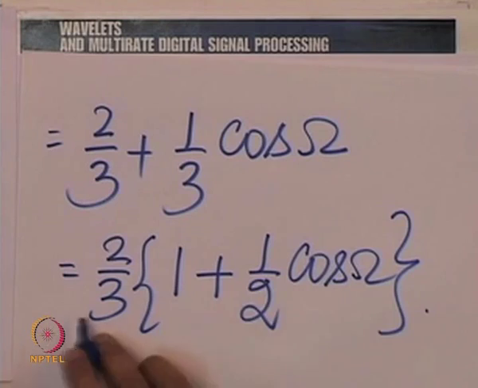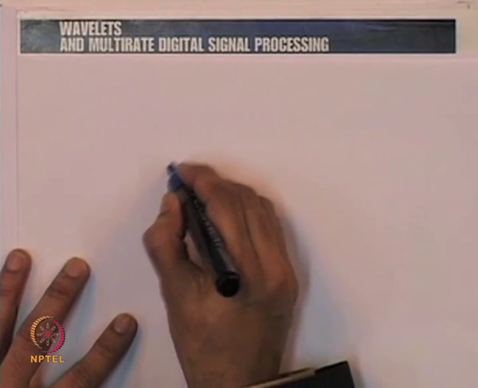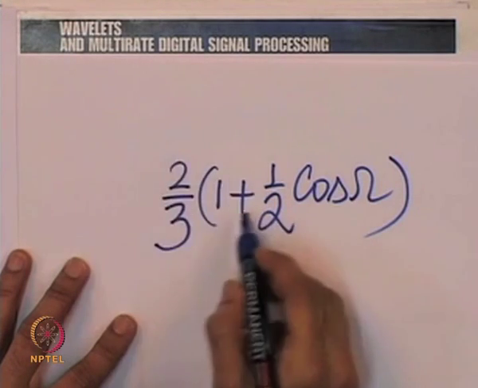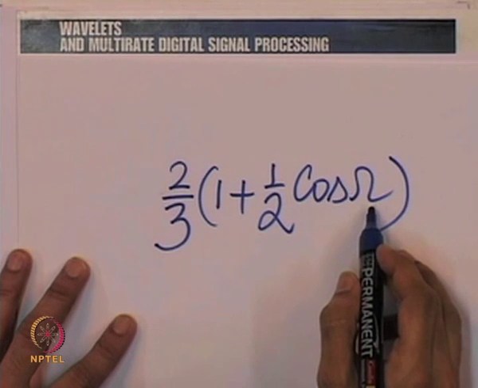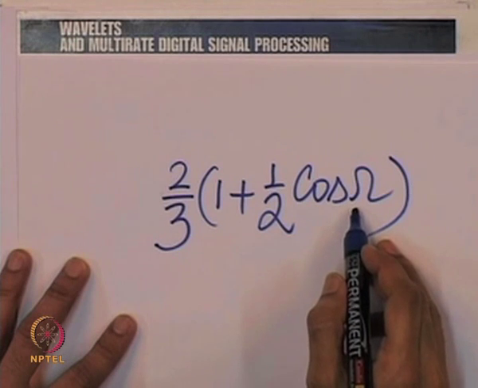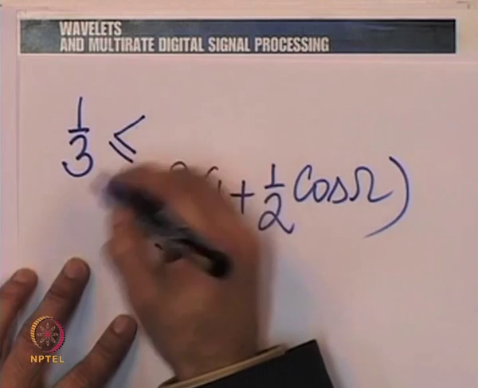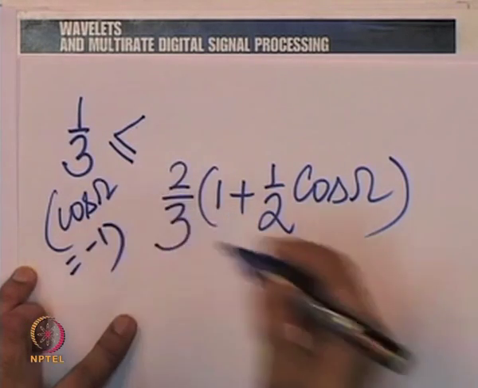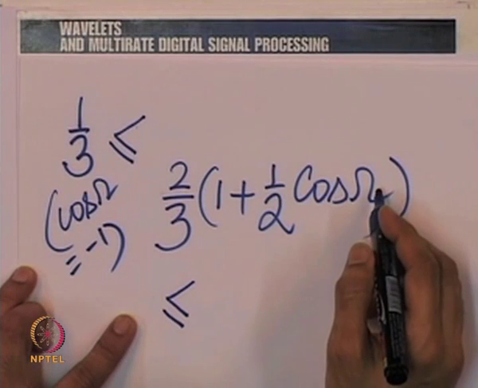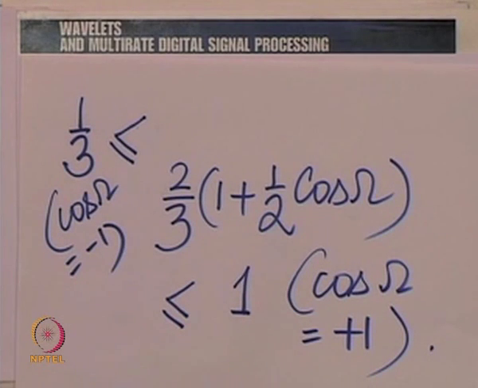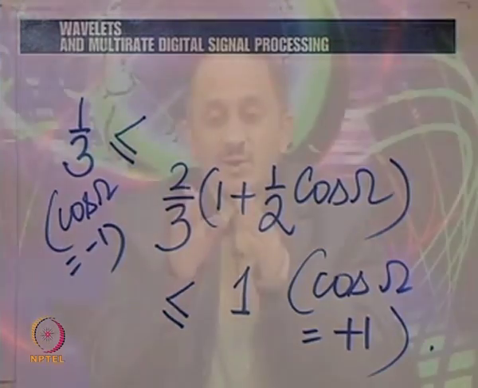Now, as expected, this is always non-negative. What is more, it is also very clear that the sum of translated spectra, namely 2 by 3 into 1 plus half cos omega, strictly lies between two positive bounds. The lowest positive value that this can take is obtained when cos of omega is minus 1. In other words, this is 1 minus half. So, this is bound to lie between 1 by 3 when cos omega is minus 1 and when cos omega is plus 1, this becomes 1. So, a relaxation of the requirement in time or in tau has also led to a corresponding relaxation in the frequency domain.